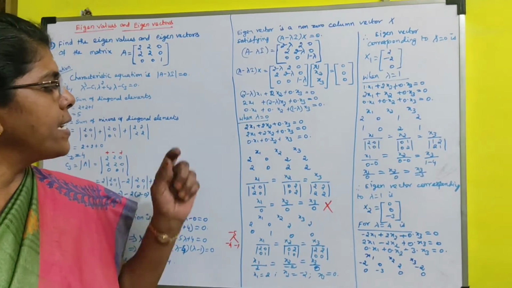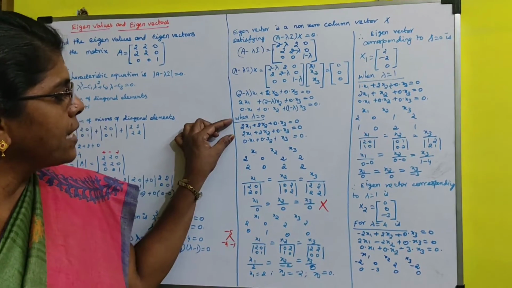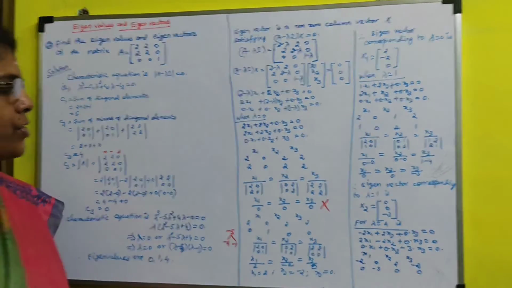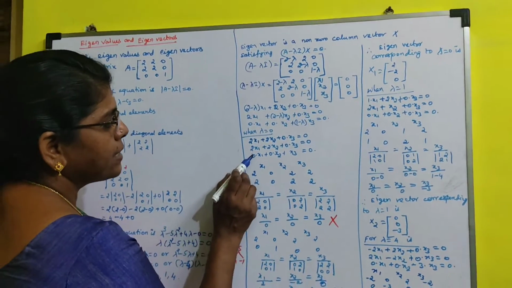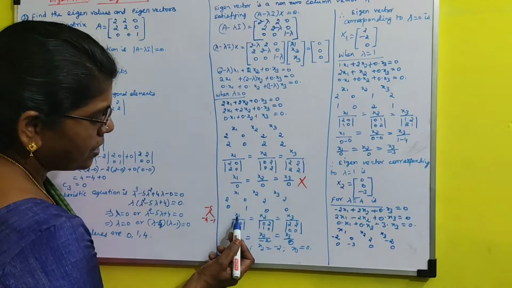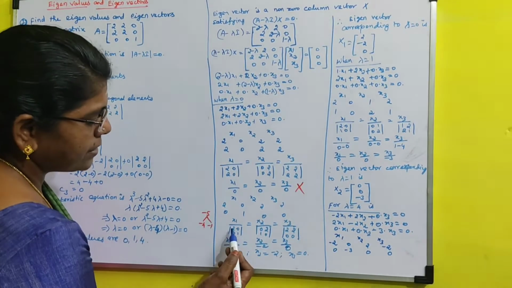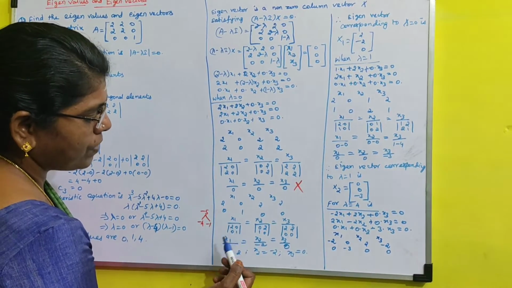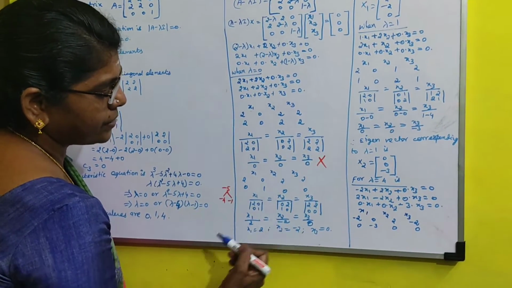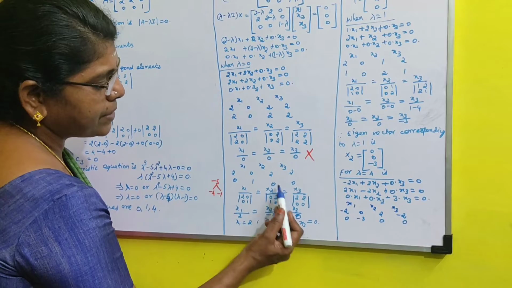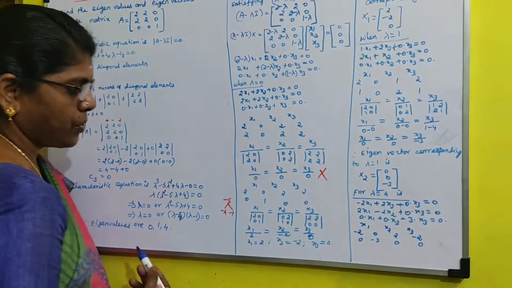So we should not take the first two equations. Let us take another two equations, that is, take the second and third equation. If you take the second and third equation, we will have x1 divided by determinant of 2, 0, 0, 1, x2 divided by determinant of 0, 2, 1, 0 and x3 divided by determinant of 2, 2, 0, 0.